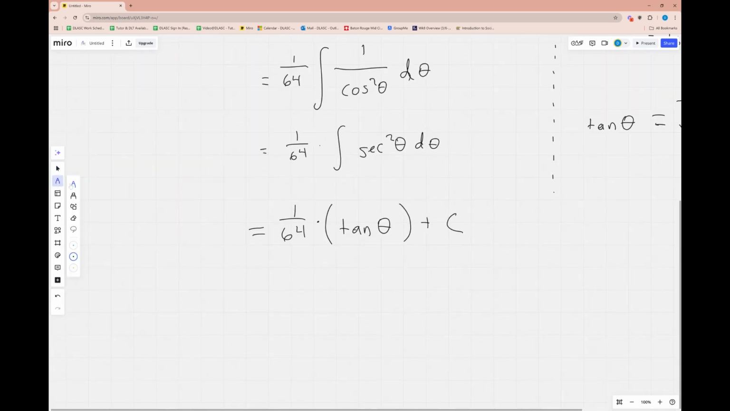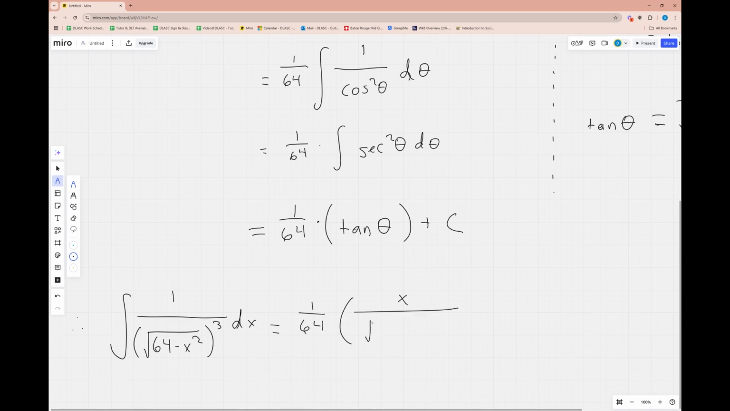Okay. Well, that means that my final answer, we'll just go ahead and formally write this out. The integral of 1 over the square root of 64 minus x squared, cubed, dx is equal to 1/64 times x over the square root of 64 minus x squared, plus c. And there we go. That is integral number 1.